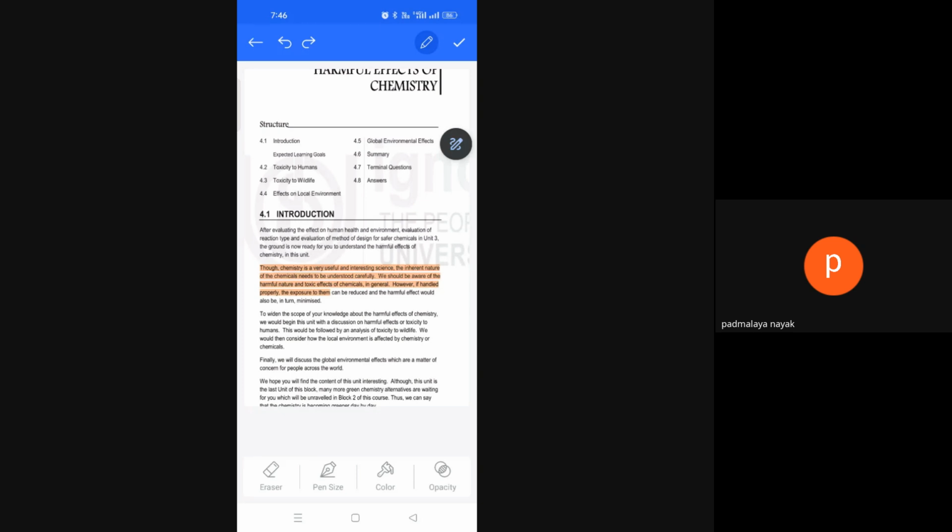Then, harmful effects of chemistry. What are the harmful effects? What type of effect falls on human health, on plants and animals, especially the environment? We can tell what the harmful effects of chemistry are. Though chemistry is a very useful and interesting science, the inherent nature of chemicals needs to be understood carefully.